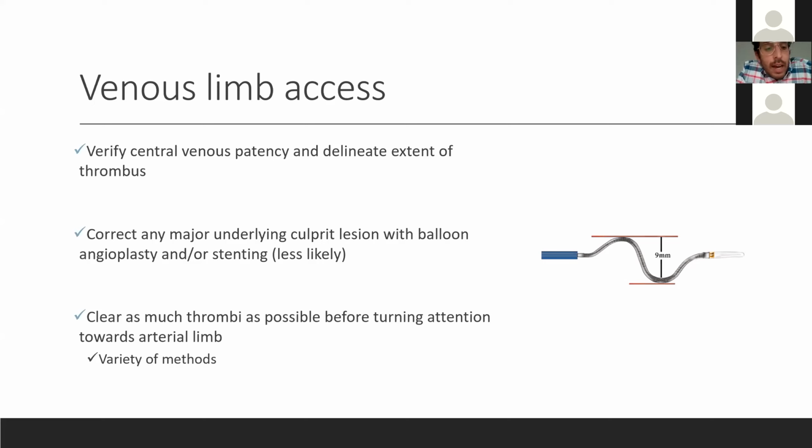So once you've verified central venous patency, you want to clear as much thrombus as possible before turning your attention to the arterial limb. And I can't stress this part enough. I think this is the part that most people try to do fast. And this is the part that will probably lead to reclotting on the table and into those 2 to 3 hour declots, because people want to try to skip this step.